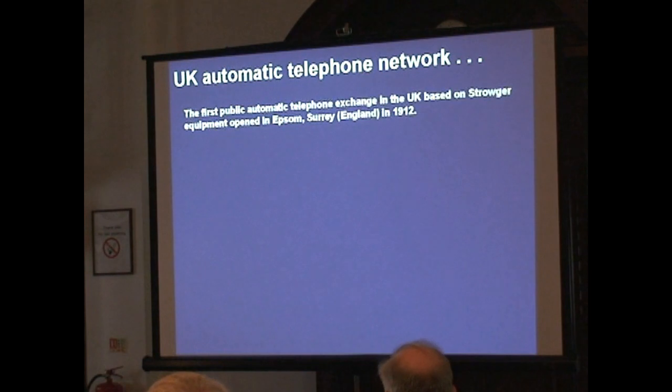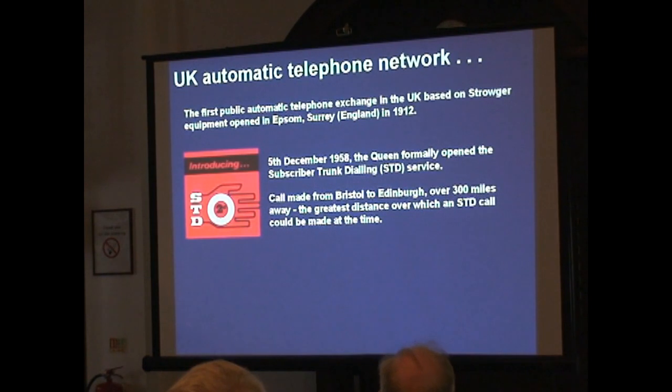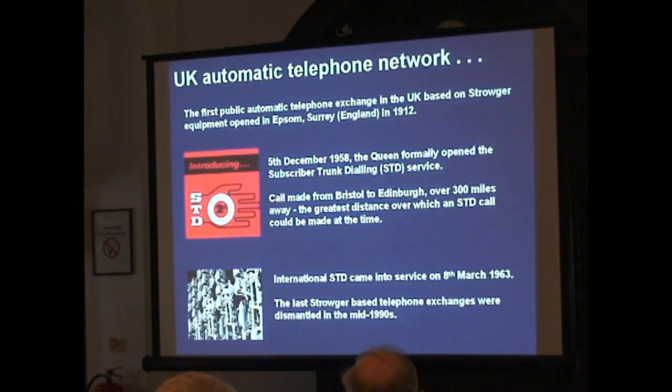In the UK, the first automated exchange based on Strowger opened in Epsom in 1912. And in 1958, still using Strowger equipment, the Queen formally opened what we now call STD, subscriber trunk dialing, and she made a call from Bristol to Edinburgh, 300 miles away, and that at the time was the greatest distance over which a call could be made. International dialing came in March 1963, and the last Strowger-based exchanges were still operating until the mid-90s when they were disbanded.